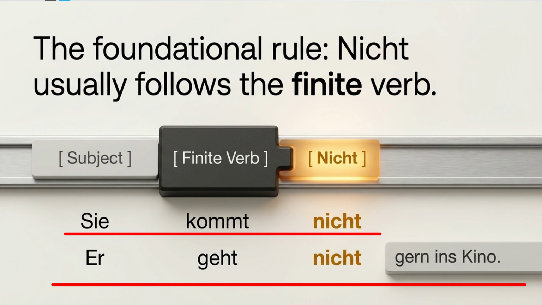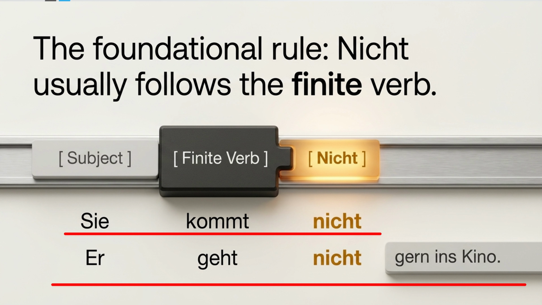The position of nicht in a sentence is very important. Usually nicht comes towards the end of the sentence. However, its exact placement depends on what you are negating. If you are negating the entire sentence, it often comes at the end. For example, Ich gehe heute nicht. It means I am not going today.